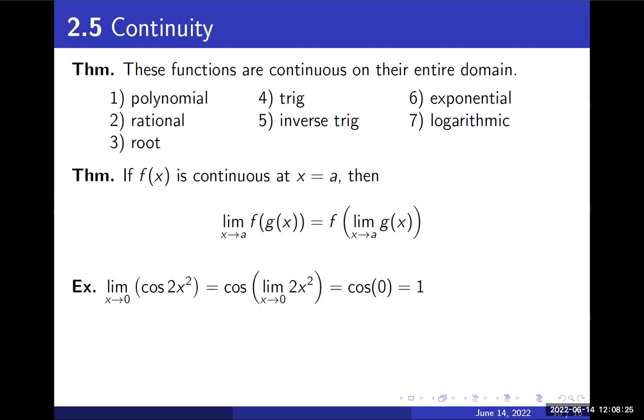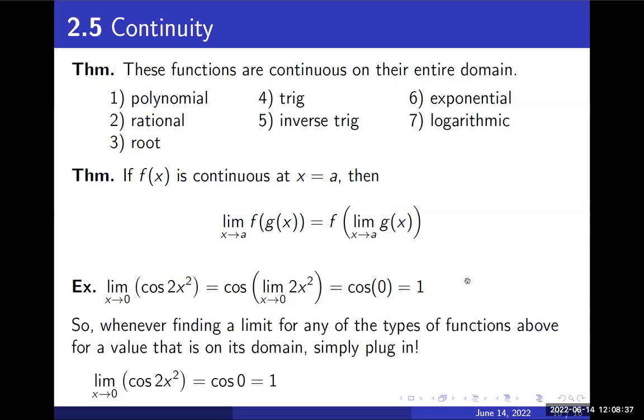And essentially what happened, because we're allowed to move that cosine, kind of switch places with the limit, we essentially just plugged 0 in for x. It's kind of the takeaway here. Whenever finding a limit for any of those 7 types of functions for a value that is in its domain, all we got to do is plug in.